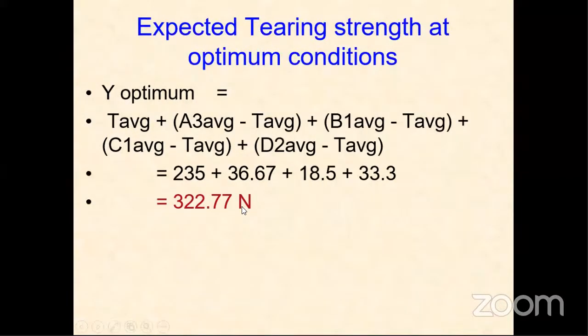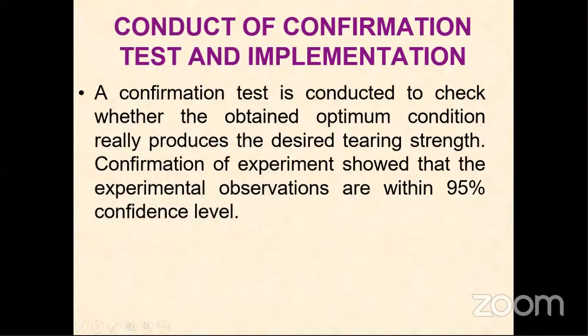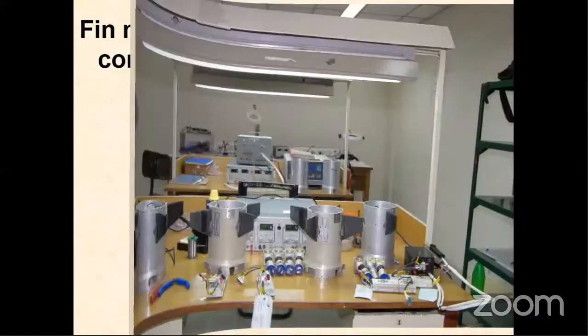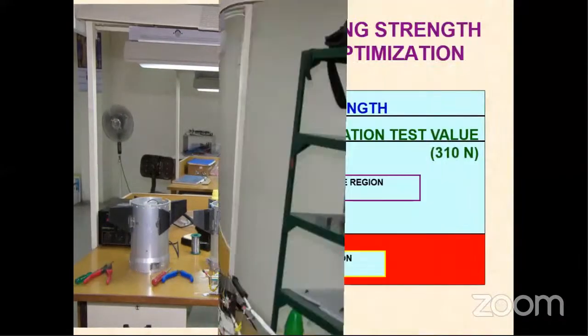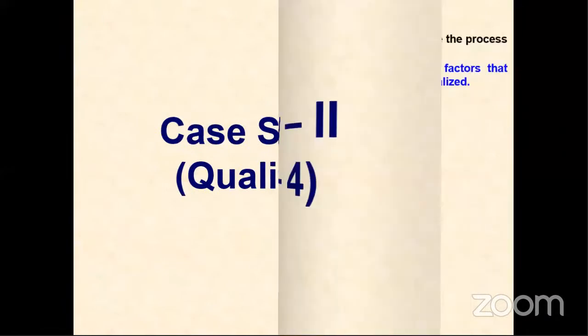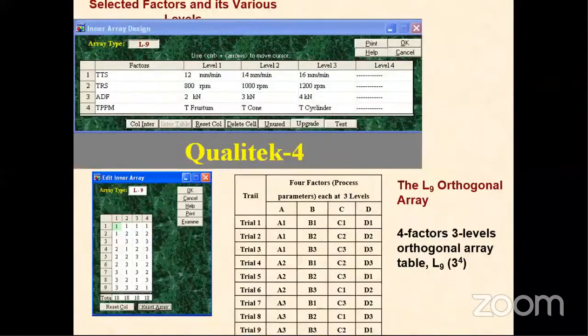Anywhere in this world, if you conduct this experiment at this level and get 322 or 323, then my design is a robust design. That's what the confirmation test is. We confirm it and test it, and we get 322. And that's how you test it. And then you can go with any number of experiments, exercises like this.